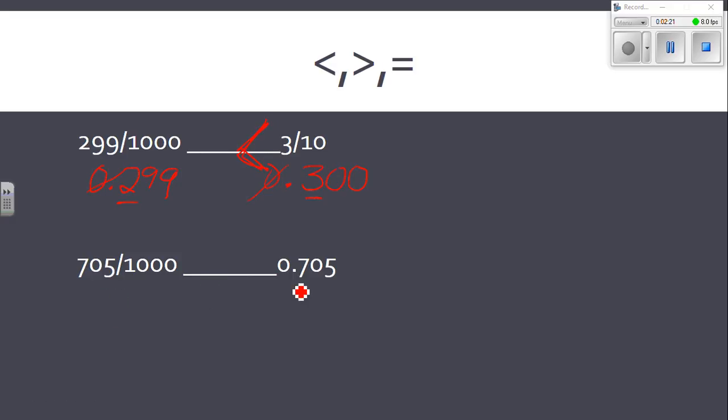Alright, here we have a fraction and then a decimal. So I'm going to change this into a decimal. This has 3 spots and this has 3 spots. Okay, so we're good there. 0, 0, doesn't help me. 7, 7, doesn't help me. 0, 0, that doesn't help me. 5, 5. Oh, that must mean they are equal.